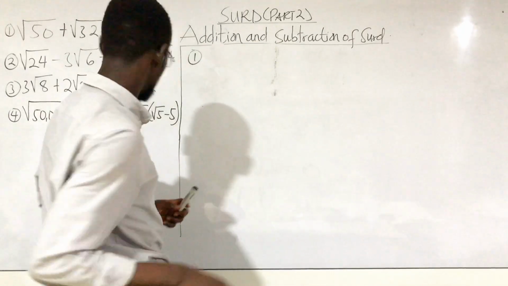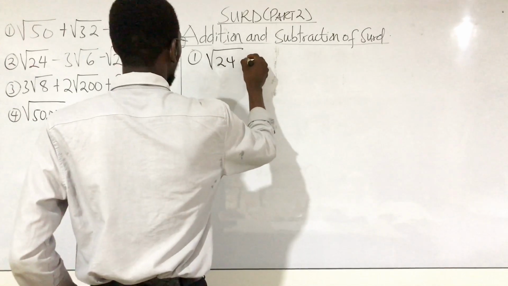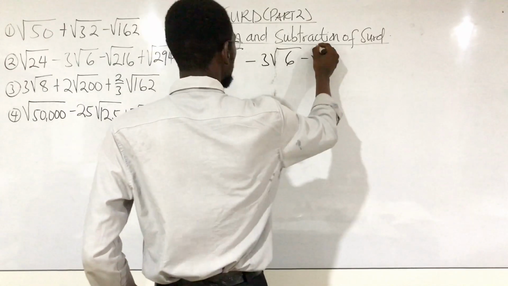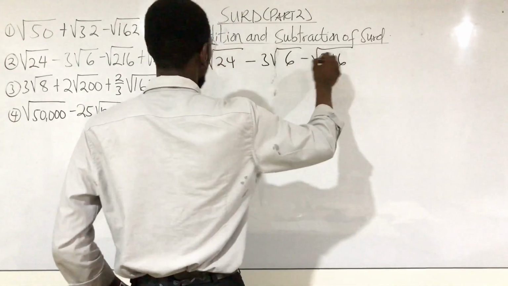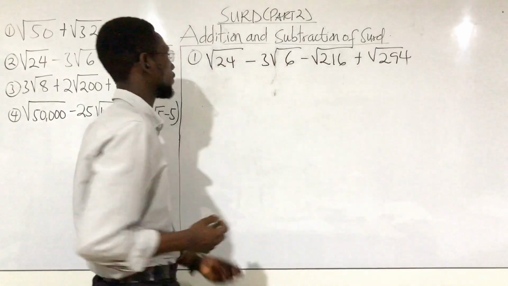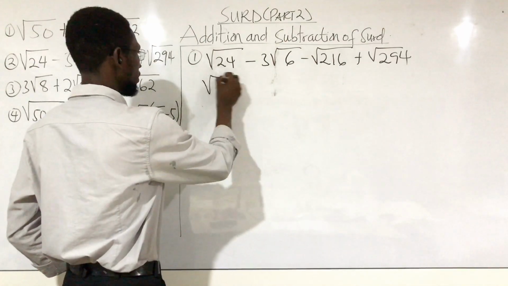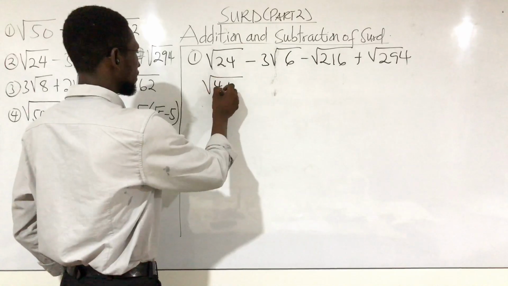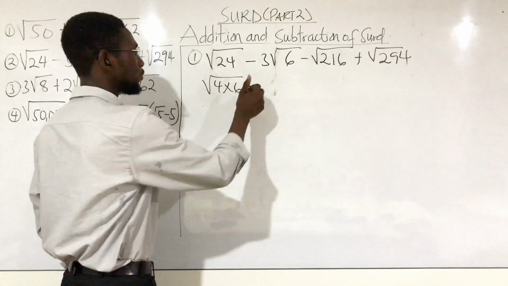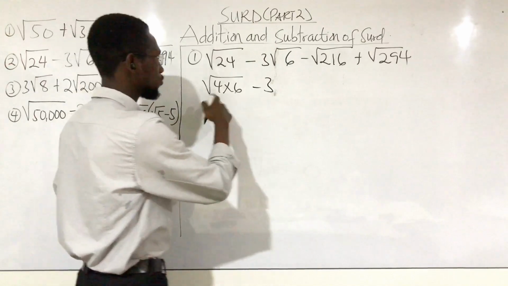The second question, we have root of 24 minus 3 root 6 minus root 216 plus root 294. So what two numbers give us 24? We know 4 times 6 gives us 24. So we'll end up having 6 standing alone, because root of 4 is going to give us 2.